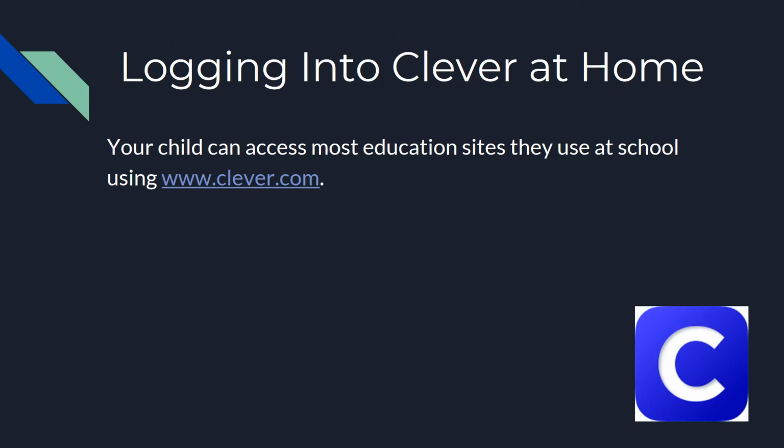Clever.com is a quick and easy way for your child to access most of the educational websites used in the classroom at home. You can find your child's username and password for Clever in their parent communication folder. Our 4th grade students are familiar with how to log on to Clever, but if you were to have any difficulties doing this at home, please contact your child's teacher for more assistance.